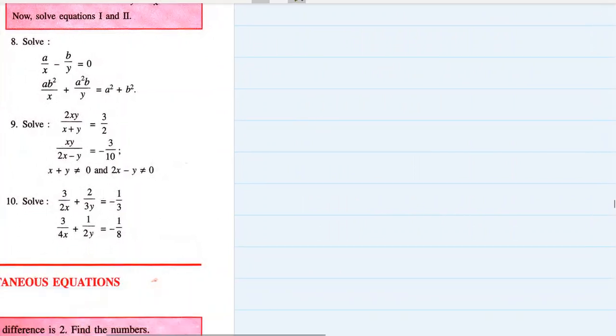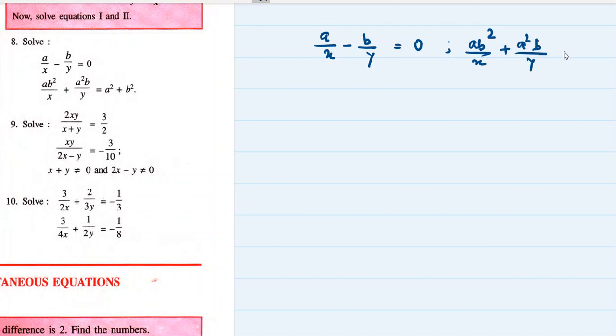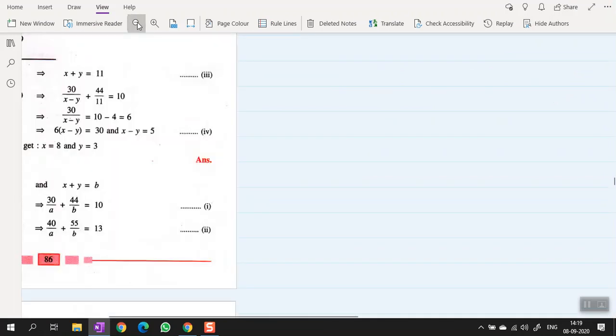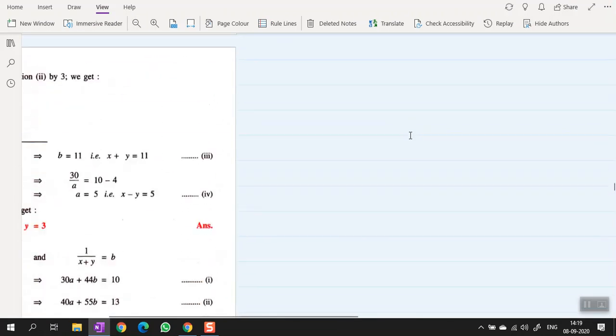Okay, let's do question number 8 for you. A by x minus b by y is equal to 0 and ab square by x plus a square b by y is equal to a square plus b square. Looks definitely very different from all the questions which we have been trying till now.